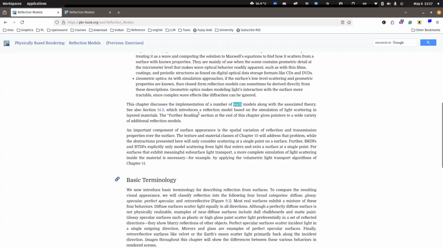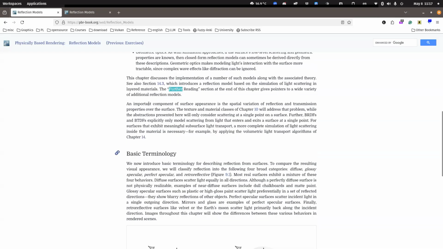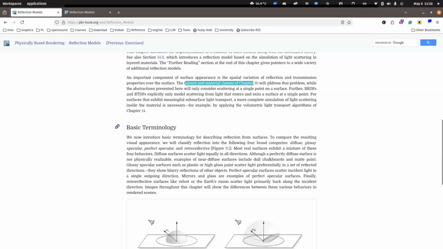And then in 14.3, we introduce a reflection model based on simulation of light scattering in layered materials. And the further reading sections give more pointers. An important component of surface appearance is the spatial variation of reflection and transmission properties over the surface. Texture and material classes in the next chapter will address that problem.